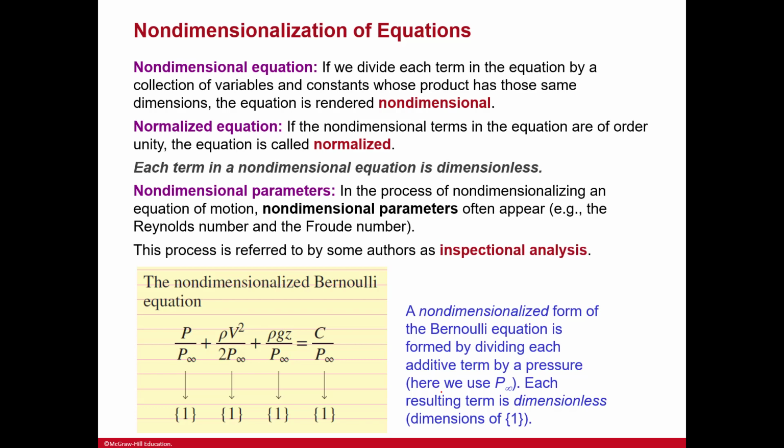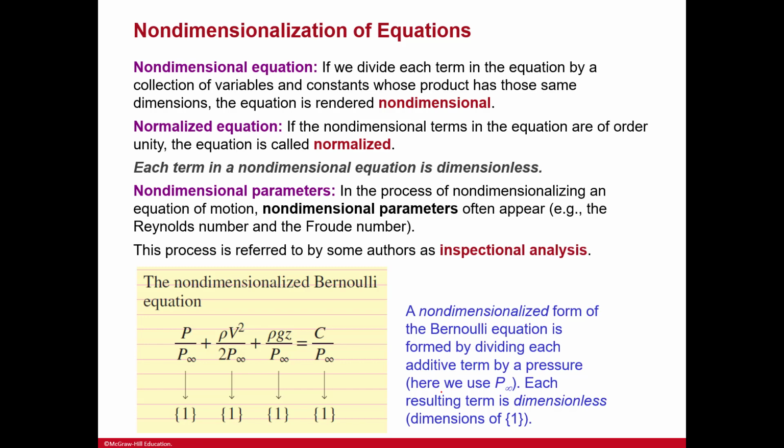So if you have a non-dimensional equation and then you put all of those together, you're still going to have a non-dimensional equation. A normalized equation: the non-dimensional terms in an equation are of order unity, and the equation is normalized. Each term is a non-dimensional equation, is dimensionless, right? So then you have non-dimensional parameters. In the process of non-dimensionalizing an equation of motion, non-dimensional parameters often appear. The Reynolds number, the Froude number, things like that. We've talked about these. Hey, this doesn't have a unit because it's non-dimensional or dimensionless.